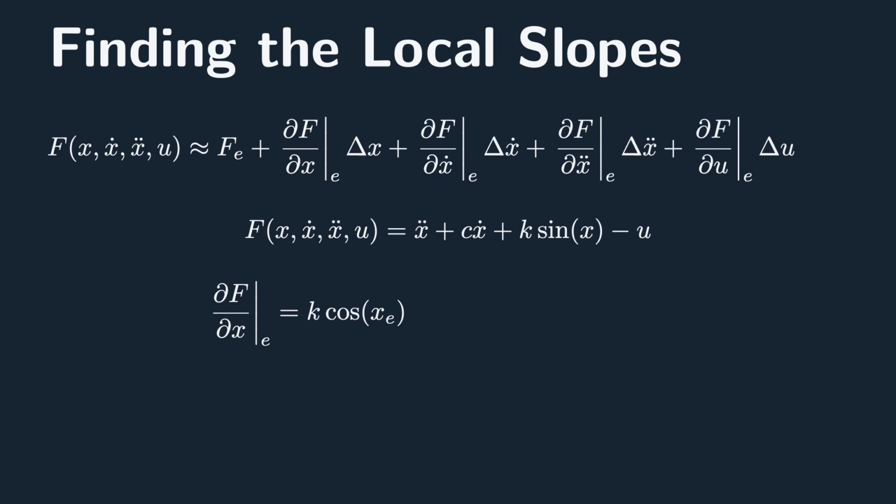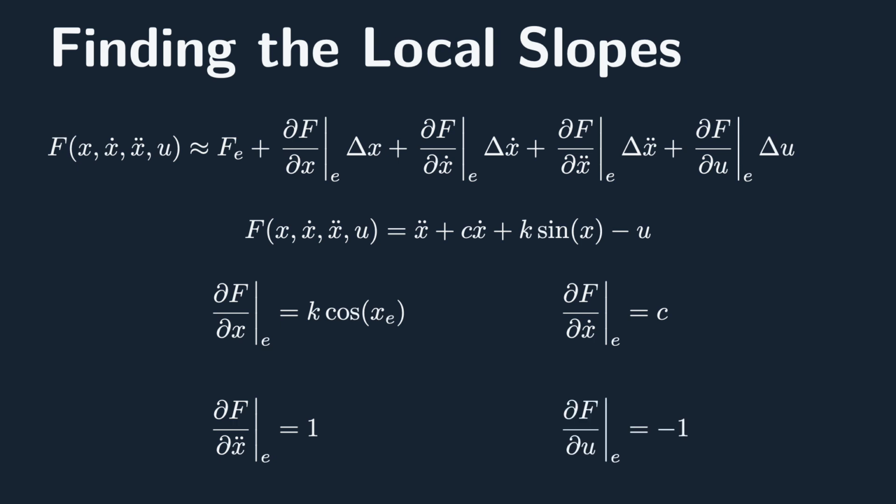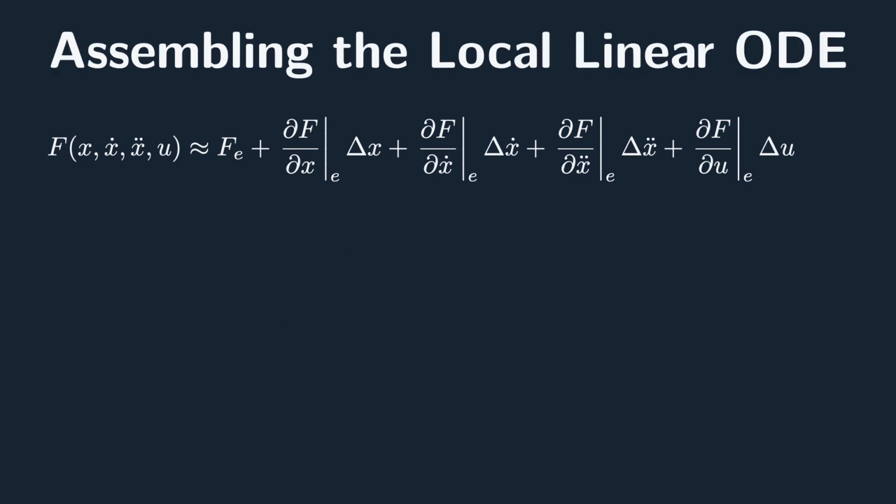Next, we differentiate with respect to x dot. The only part that depends on x dot is c x dot, so the partial derivative is c. With respect to x double dot, the partial derivative is 1. Finally, with respect to u, the partial derivative is -1, because the expression contains minus u. These four values are the local slopes that we will use to build the linearized equation.